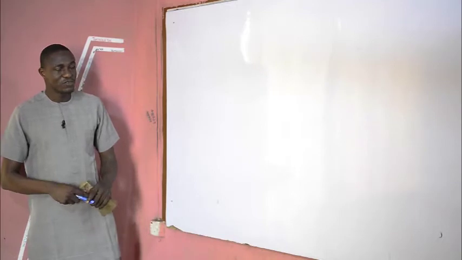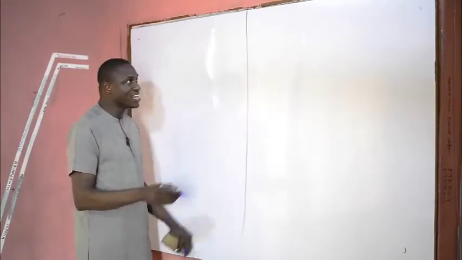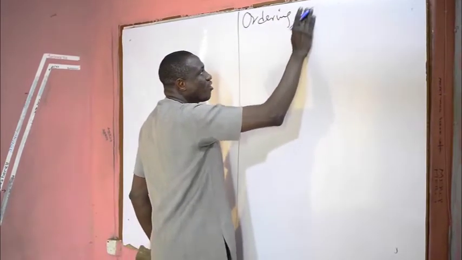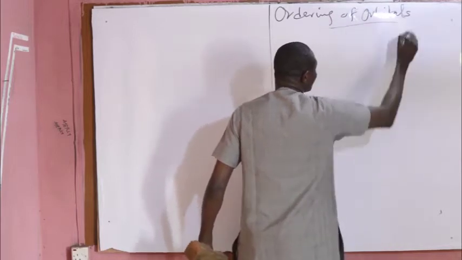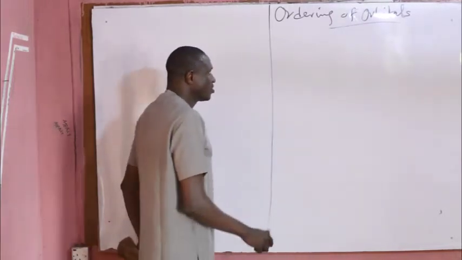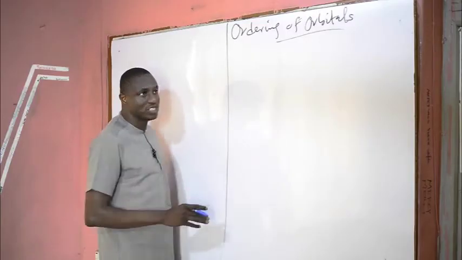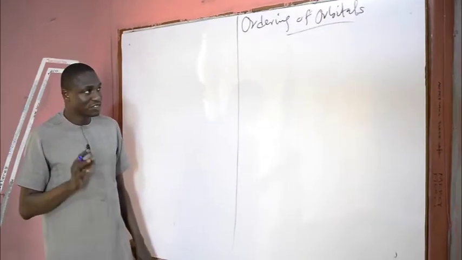Today, we are going to look at electronic configuration of atoms and ions. But before that, there is what we refer to as the ordering of orbitals in terms of energy levels. If you want to write the orbital electronic configuration, you must follow this order, and that is in accordance with what we refer to as Aufbau's principle.